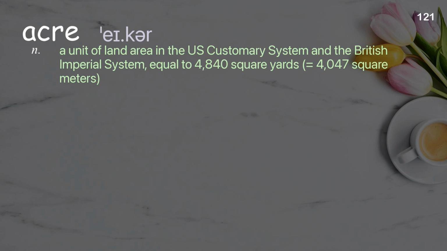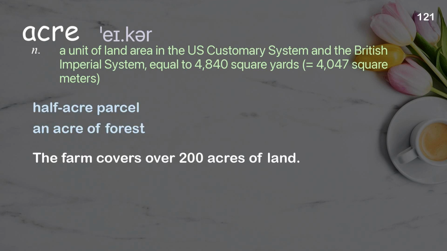Acre. A unit of land area in the U.S. customary system and the British imperial system, equal to 4,840 square yards, equals 4,047 square meters. Examples: Half-acre parcel, an acre of forest. The farm covers over 200 acres of land.